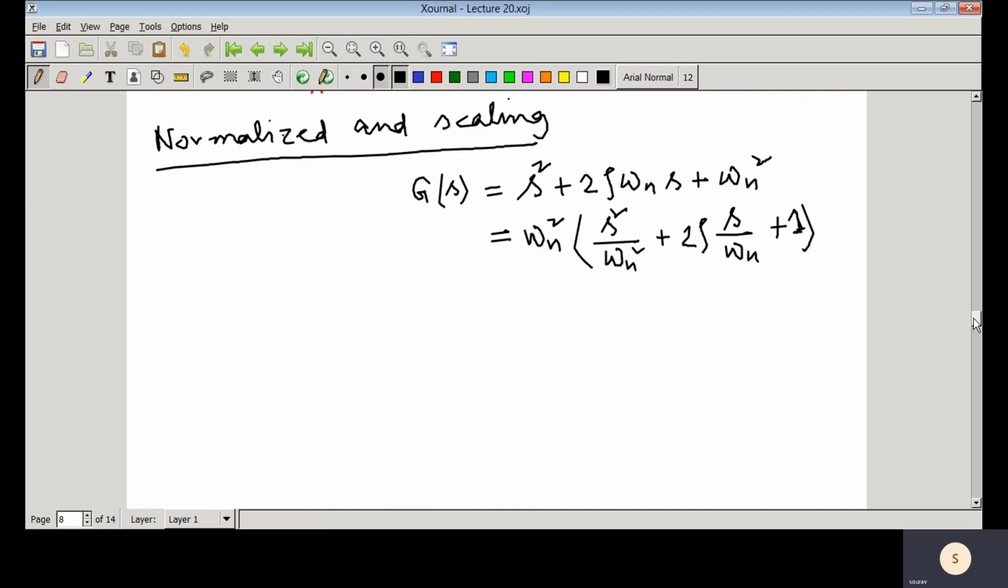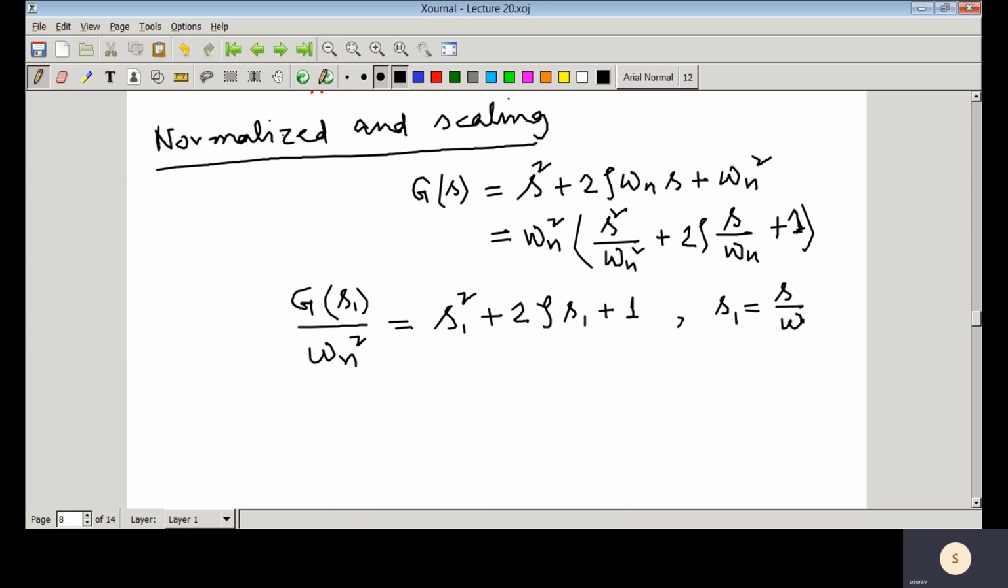We can write this as g of s1 divided by omega n square equal to s1 square plus twice zeta s1 plus 1, where s1 equal to s by omega n. So here what we have done, this is actually the scaling, and here we have taken the normalized form.